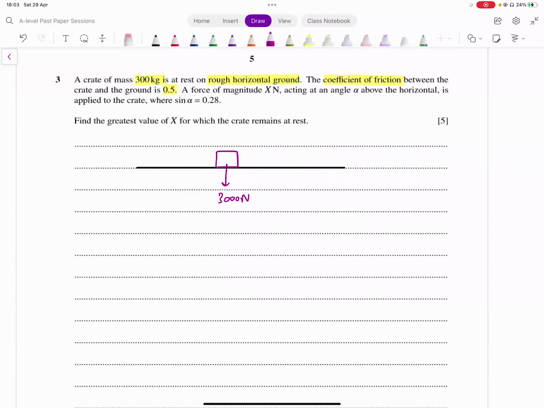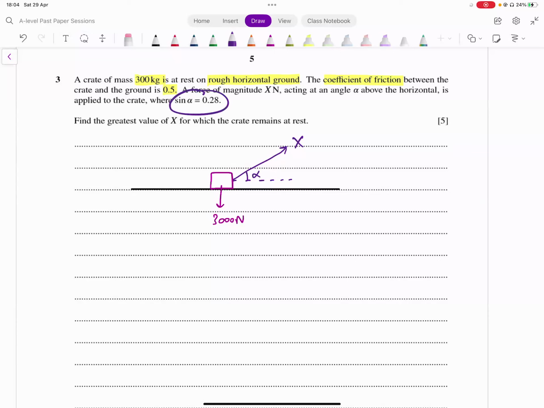Acha. Now what's happening is there's a force acting on this block at an angle of alpha above the horizontal. Uska magnitude kitna hai? X Newton. So let's represent that force here. So there's a force acting here. This is X. The angle that we have with the horizontal axis here is alpha. Usne sin alpha diya hua hai 0.28. This is the information that we have. Now we need to find the greatest value of X for which the crate remains at rest.